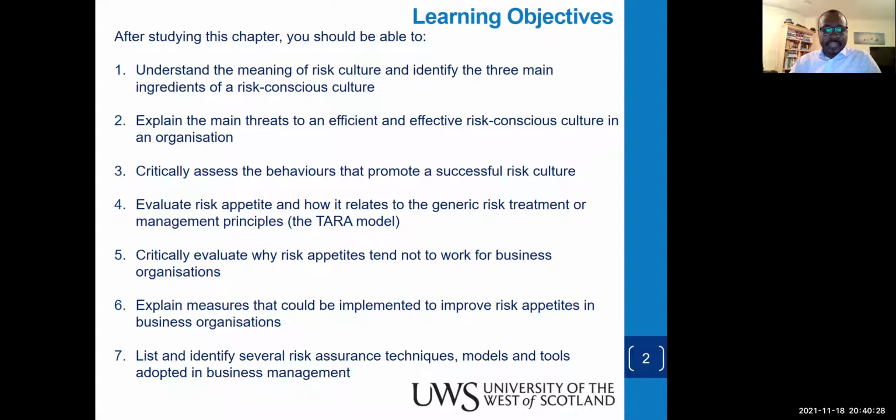We also look at why risk appetites tend to fail in most organizations. The reason principally is because the definition of risk appetite has been quite vague in the past. We'll also examine the measures that could be implemented to improve risk appetites in businesses and organizations. And like I just said prior to showing you this slide, the various risk assurance techniques, models, and tools which you can adopt in business management practices.